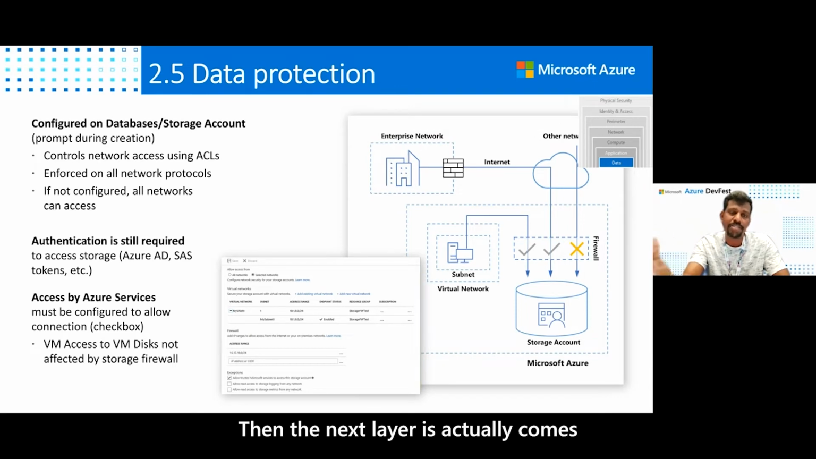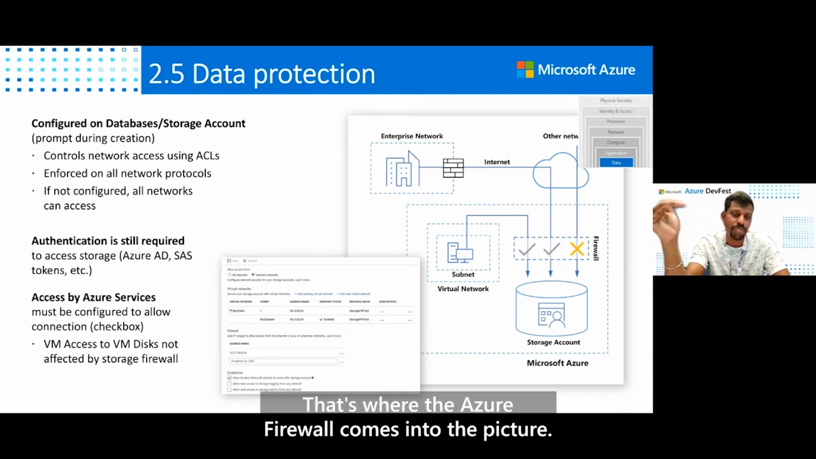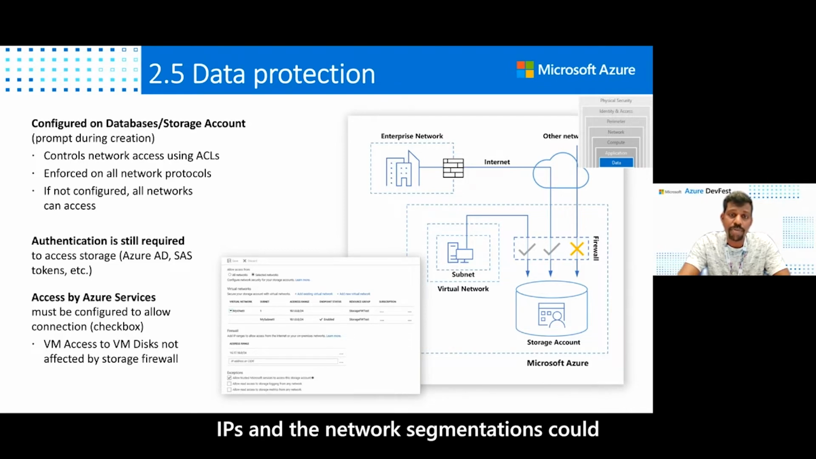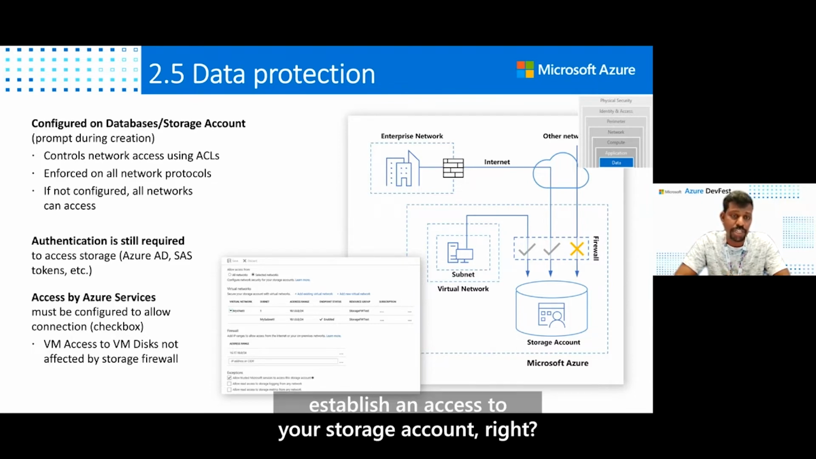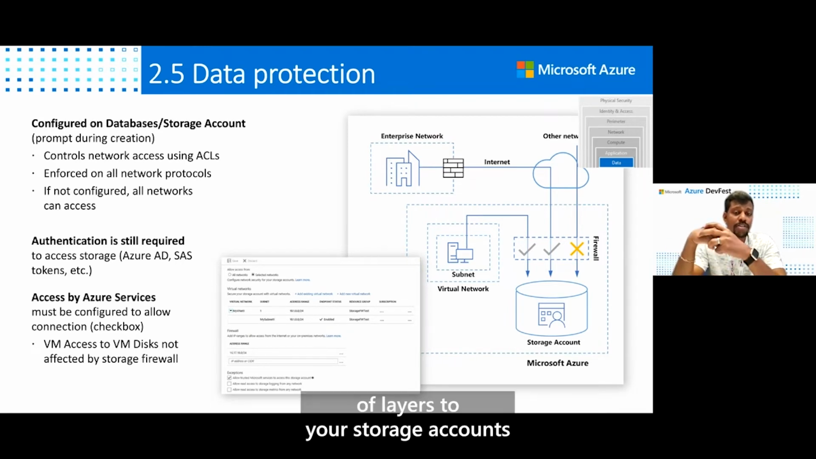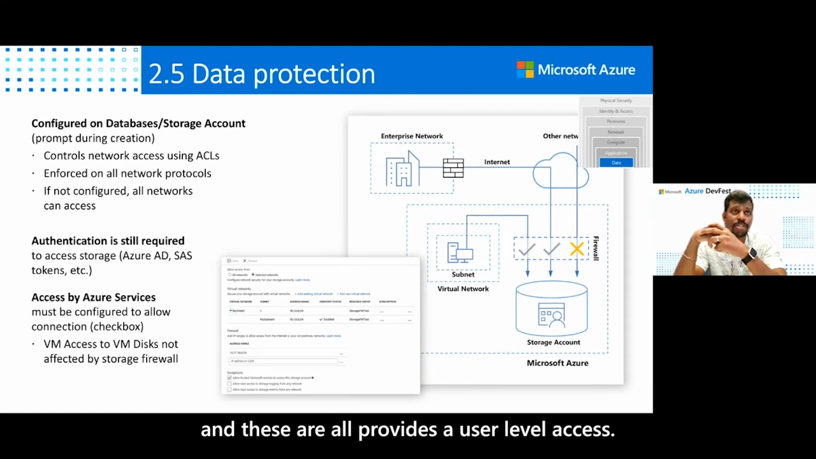Then the next layer comes at the network layer. That's where the Azure Firewall comes into play. Whatever you whitelist, only those whitelisted IPs and whitelisted network segments can establish access to your storage account. And on top of that, of course, you have to handle your storage accounts and access layers and role-based access, and these all provide your user-level access.